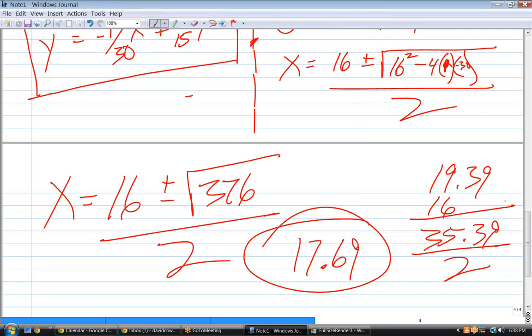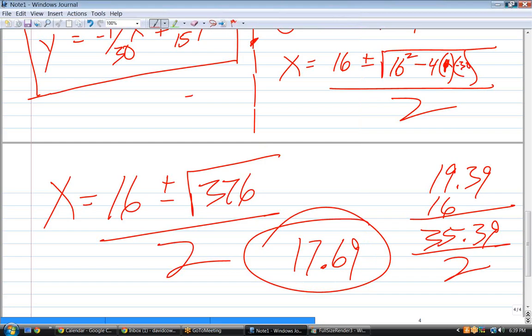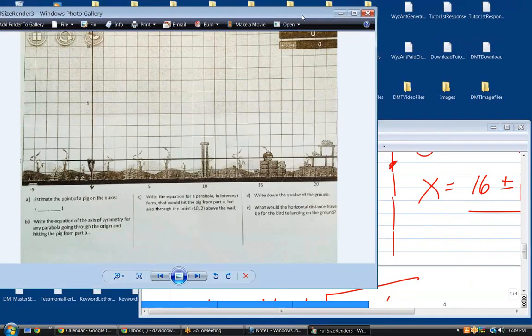And on problems like this, where you've got all these fractions and decimals and stuff, you should do that check, because it's easy to get way off. Okay. All right.